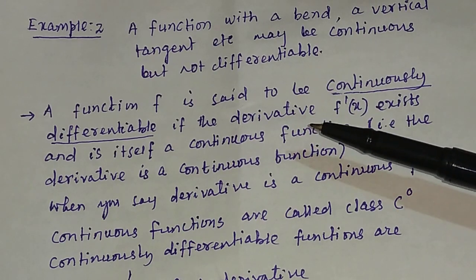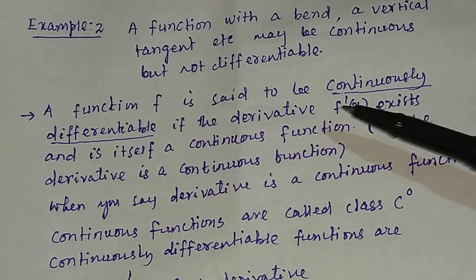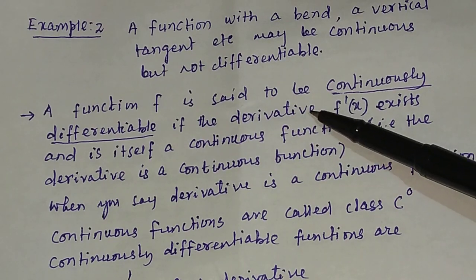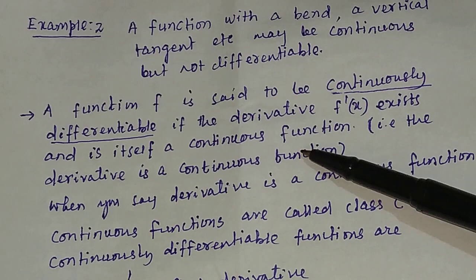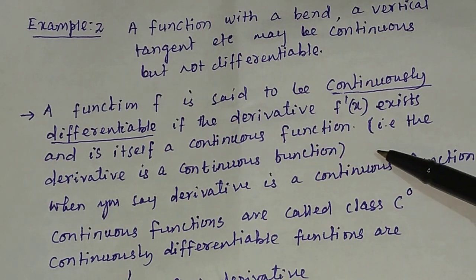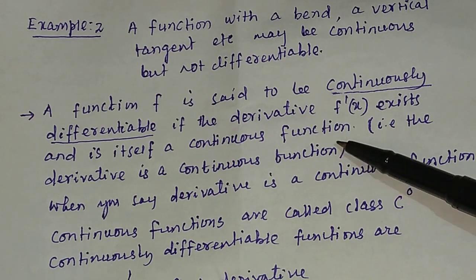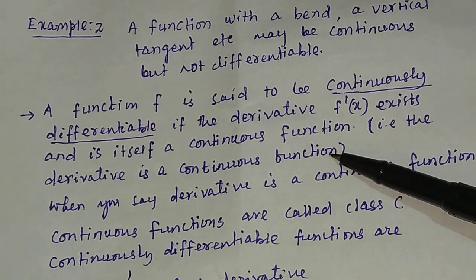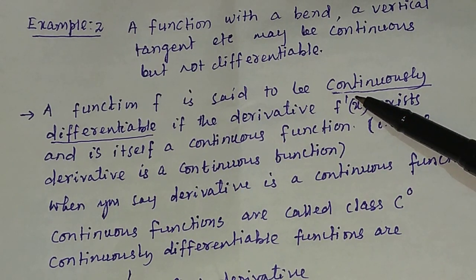Now let us discuss what is continuously differentiable. A function f is said to be continuously differentiable if the derivative exists and is itself a continuous function. If the derivative exists and the derivative is a continuous function, then you say that it is continuously differentiable.